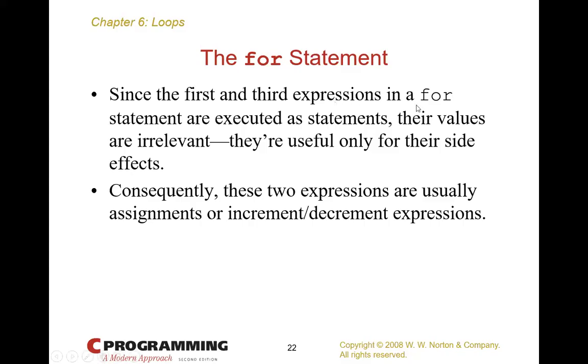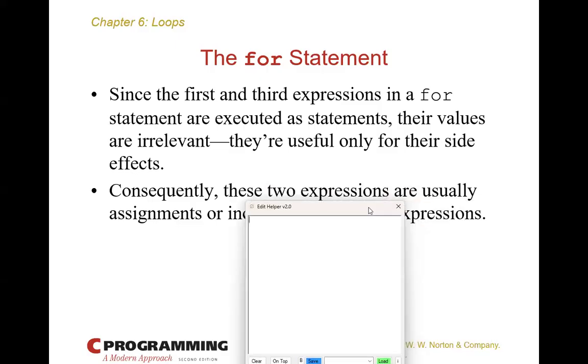Since the first and third expressions in the first statement are executed as statements, their values are irrelevant. They are useful only for their side effect. So the point is this: if you say for I is equal to 0, I is less than 10, increment I. Now, what does this mean?